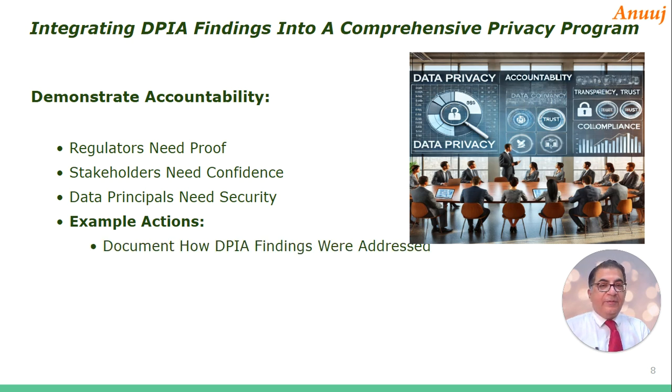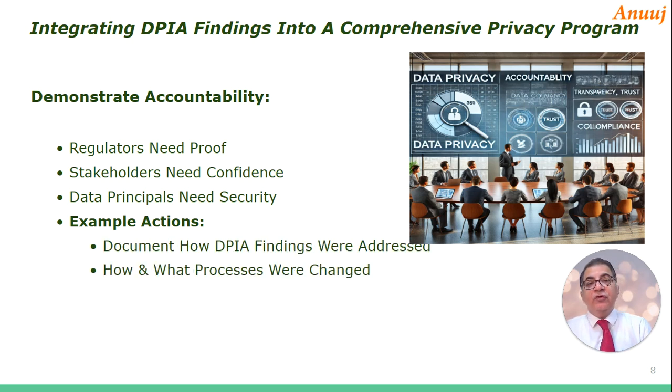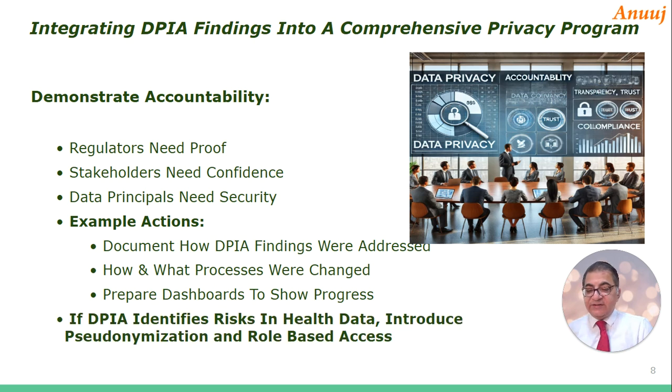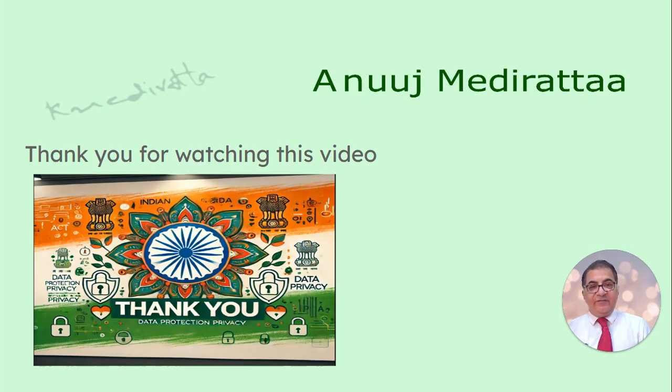So you should document your DPIA findings. You should document how you have used them to mitigate the risks and improve your processes. What all have been the changes in the processes. Prepare dashboards to show the progress. And if the DPIA identifies risks, for example in healthcare data, introduce things like pseudonymization, right? Role-based access. They are generally implemented, but recheck them. Make sure that you have documented all the risks, all the mitigation plans, and effectively implemented them to build a comprehensive privacy program. That's about integrating DPIA findings to build up a comprehensive privacy program.